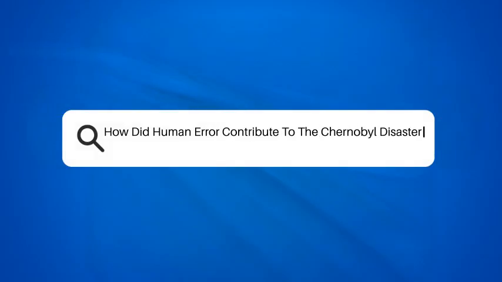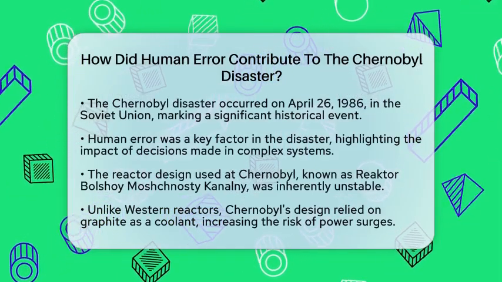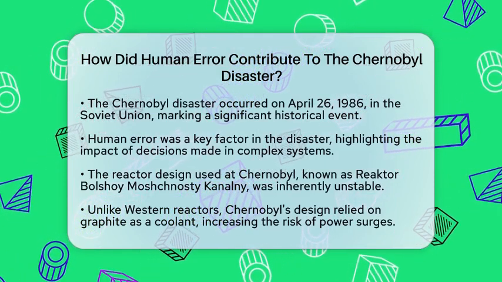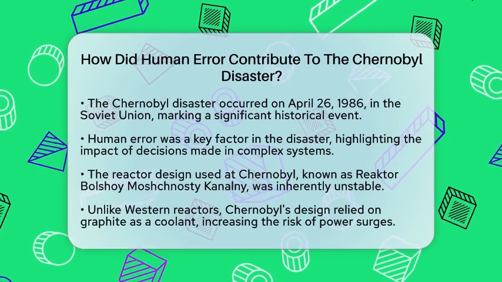How did human error contribute to the Chernobyl disaster? Have you ever wondered how a single event could change the course of history? The Chernobyl disaster is a prime example of this, and human error played a significant role in its occurrence.